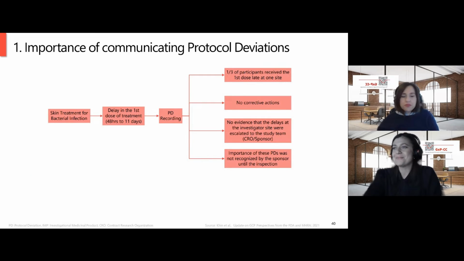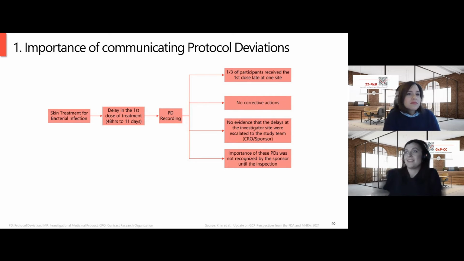So the next topic that we will focus on today is the importance of communicating protocol deviations. I will go directly to the case study. What happened here? There is a skin treatment for a very severe bacterial infection. What the inspectors found when they went to the sites is that one third of the participants received the first dose later than they were supposed to, and by late, I mean between 48 hours and 11 days.